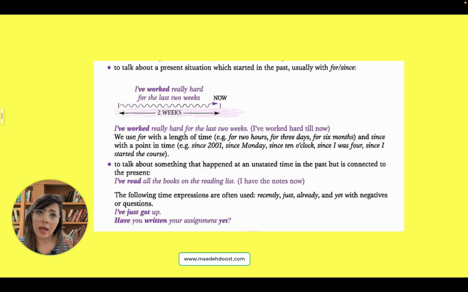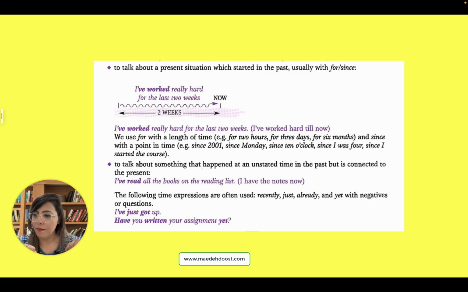I've changed my course, my behavior a lot since I started this course. Next one, to talk about something that happened at an unstated time in the past but is connected to the present. For example, I've read all the books on the reading list. I have the notes down. So for example, when you did something in the past, the result continues up to now.